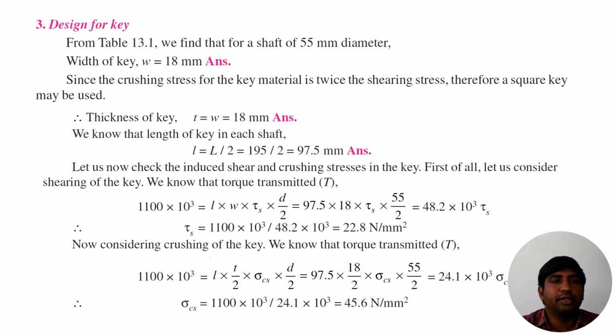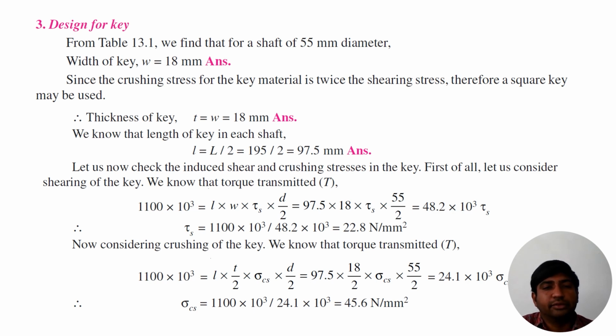Next is the design of the key. We take the cross section of the key as square. T is the width or thickness of the key, which is taken as 18 mm. Next, the width of the key is taken as 18 mm for the shaft diameter. This is the standard value taken in the design data book. Using the torque formula, we calculate the shear stress of the key. Using this formula, we calculate the crushing stress of the key.